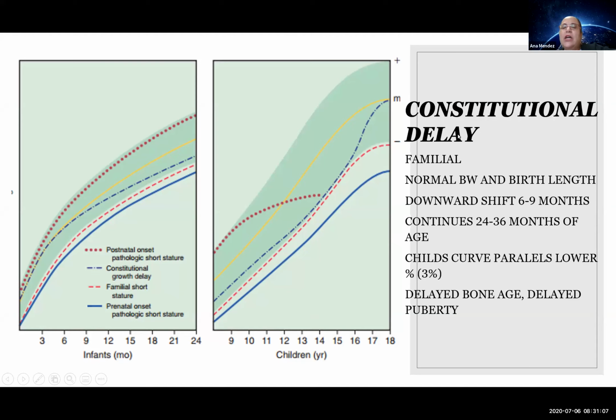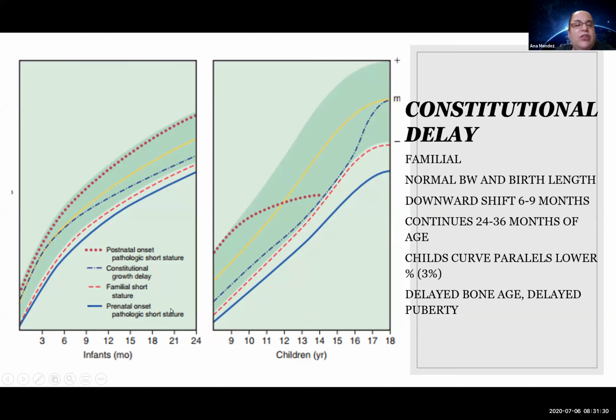So again, constitutional delay is familial. They have normal birth weight and birth length. Then they have a downward shift between 6 and 9 months of age. It continues throughout 3 years of age. And children usually have a curve that parallels the lower third percentile. They have delayed bone age and delayed puberty, and they acquire normal height.